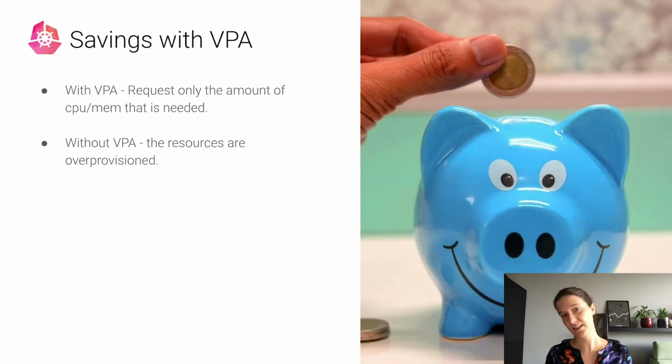Now, how does VPA save you money? If you use VPA, your workloads only request the resources that they actually need to run safely and efficiently. This helps you keep those costs in line and make sure that you are utilizing your infrastructure well. Without VPA, you just use your best guess. And what we've seen is that usually people, to be on the safe side, significantly over-provision, sometimes a couple times.